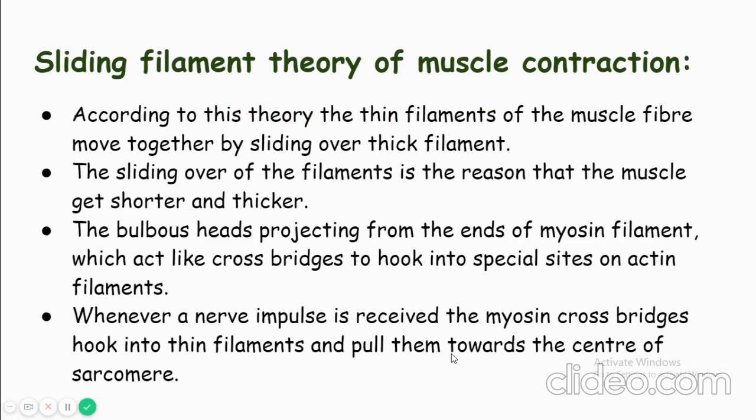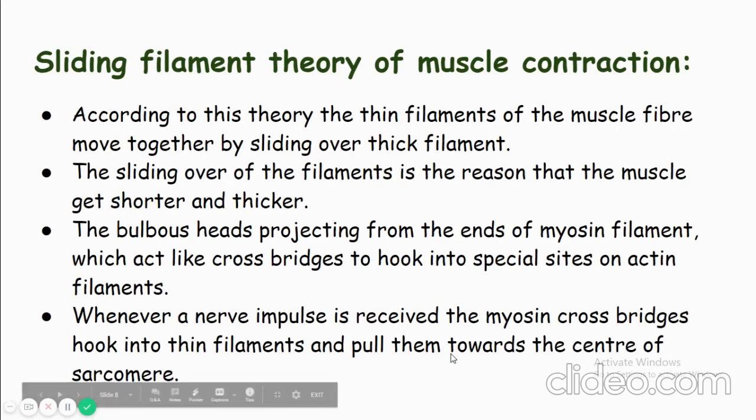So this is a very important theory, the sliding filament theory of skeletal muscle contraction. This sliding filament theory explains the mechanism of contraction of a skeletal muscle. According to this theory, the thin filaments of the skeletal muscle fiber move together by sliding over the thick filament. The sliding over of the filaments is the reason that the muscle gets shorter and thicker.